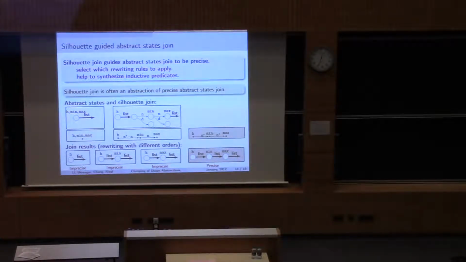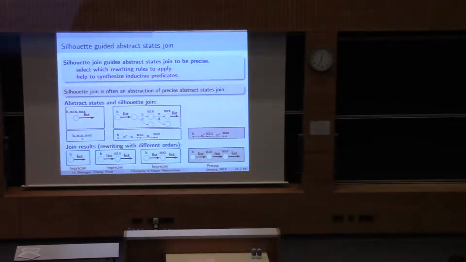We propose silhouette guided abstract state join, where we use silhouette join to guide the abstract state join to compute a more precise result by selecting which rewriting rule to apply and also helping to synthesize inductive predicates. The reason is that silhouette join is often an abstraction of a precise abstract state join result.